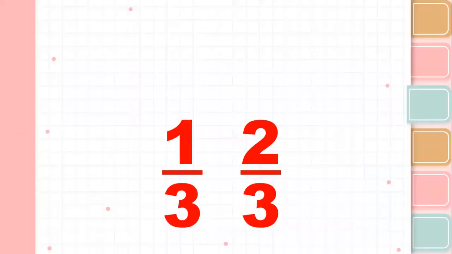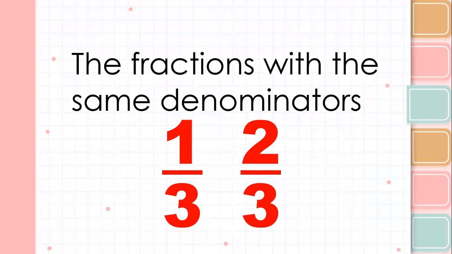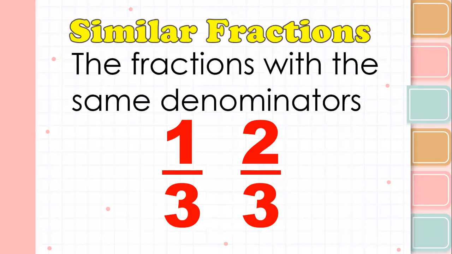The fractions one-third and two-thirds have the same denominators. We call these similar fractions. Since they have the same denominators, we only compare the numerators.